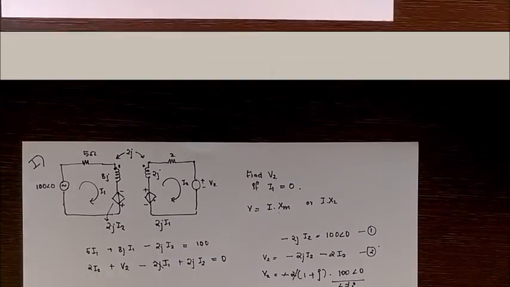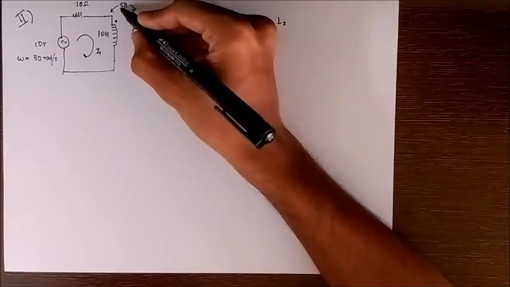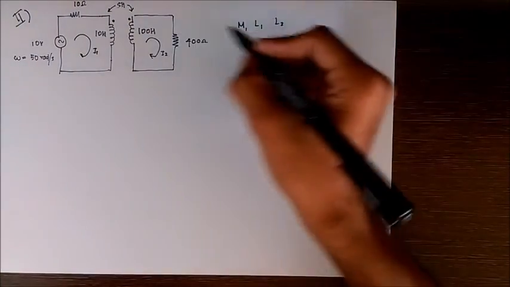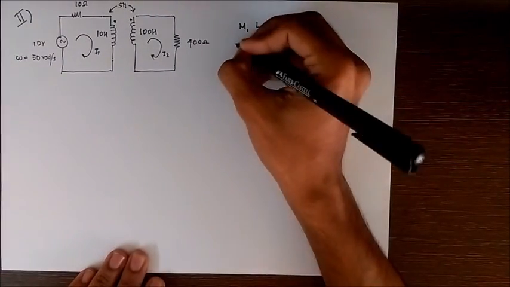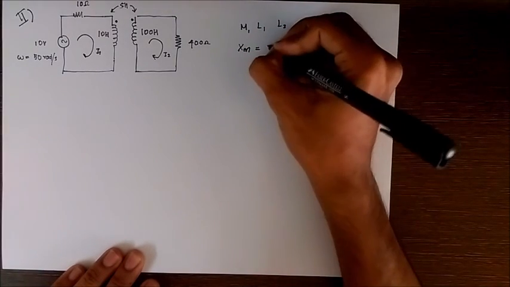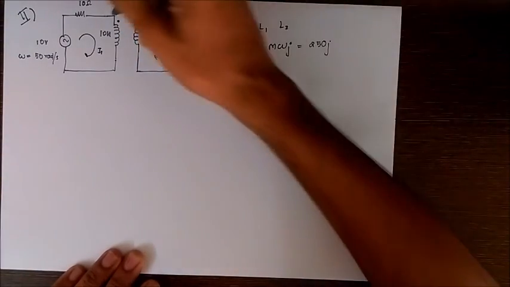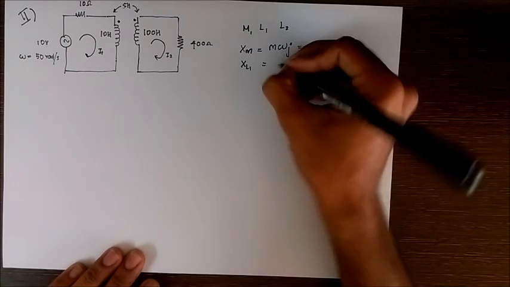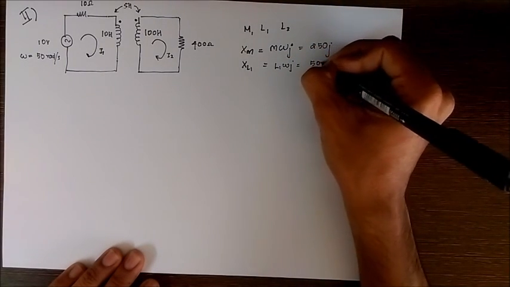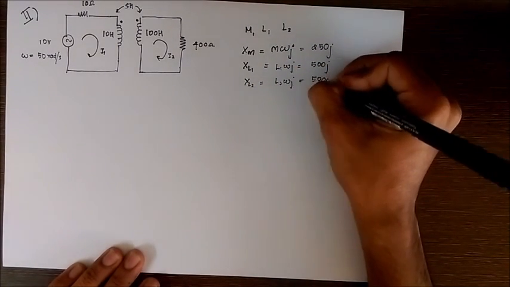This is the second type of problem that we would come across. Here we are given the values in Henrys: 5 Henry, that is M, and 10 Henry L1 and 100 Henry L2. From this we would have to obtain the reactances. Normally there would be omega given in the question. From that we can apply the equation Xm equal to M omega J, which gives 5 Henry into 50, that is 250J, and XL1 equal to L1 omega J, that is 500J, and XL2 equal to L2 omega J, which gives 5000J reactance.